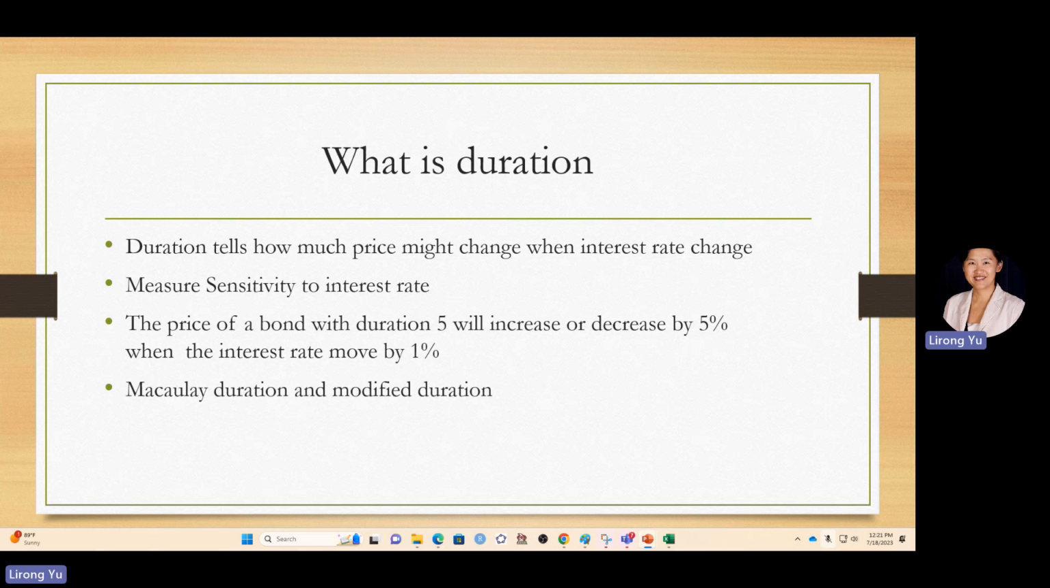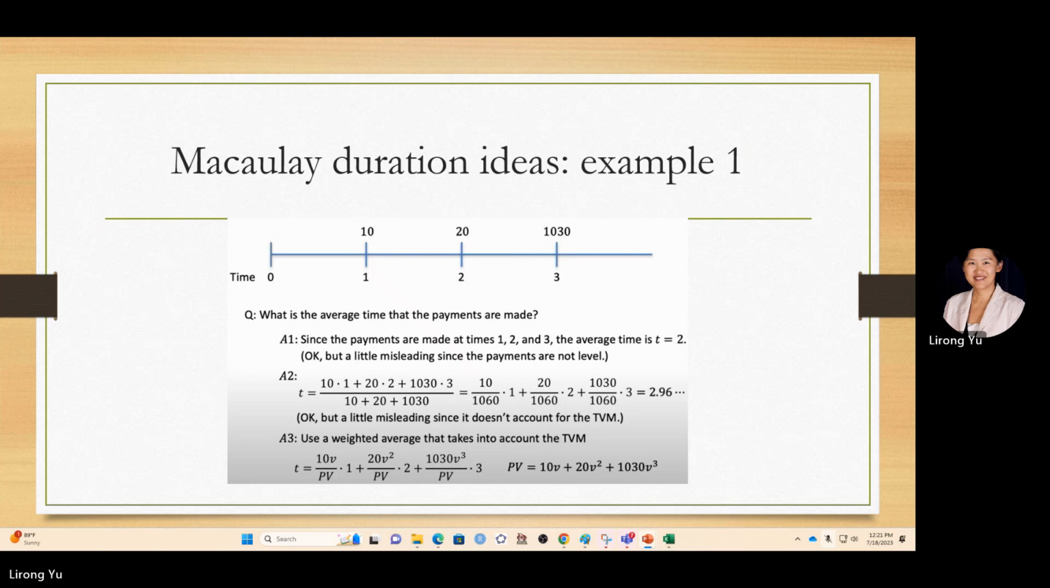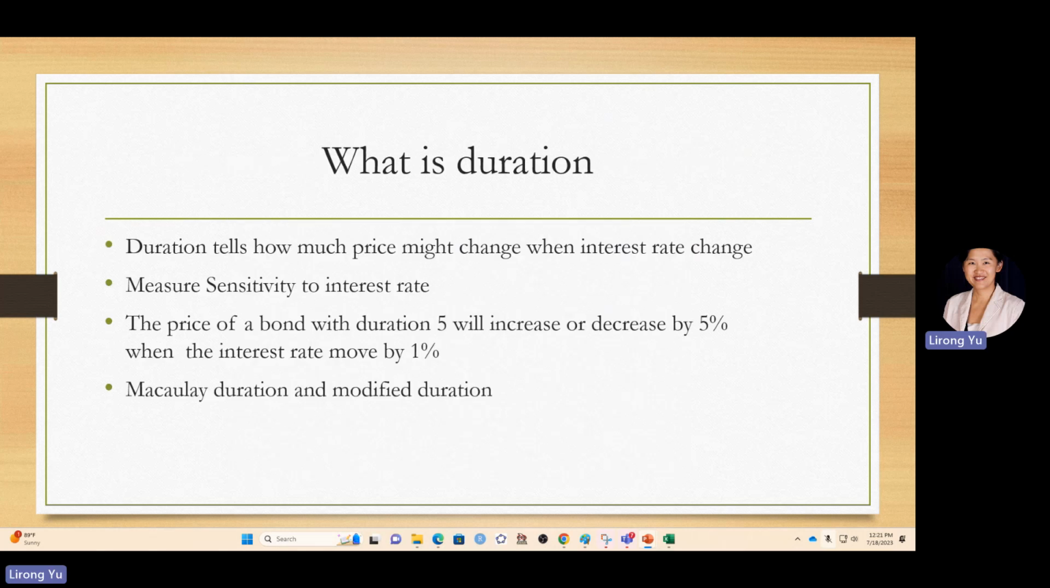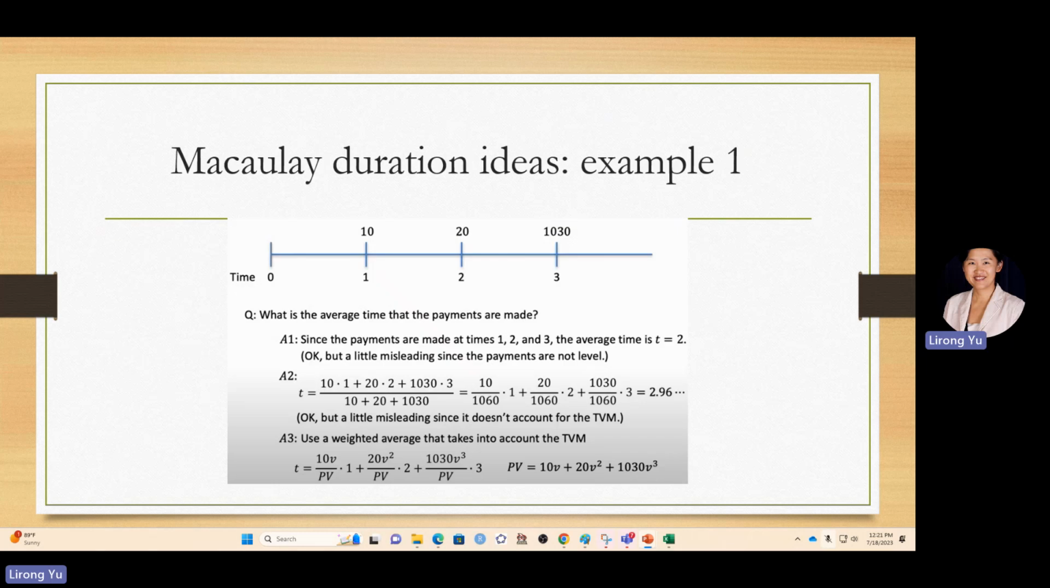Okay, so for example, the price of a bond with duration 5 will increase or decrease by 5% when the interest rate moves by 1%. We did define Macaulay duration and modified duration. They're very similar. If you are able to calculate Macaulay duration, all you have to do is divide by 1 plus i to get the modified duration.